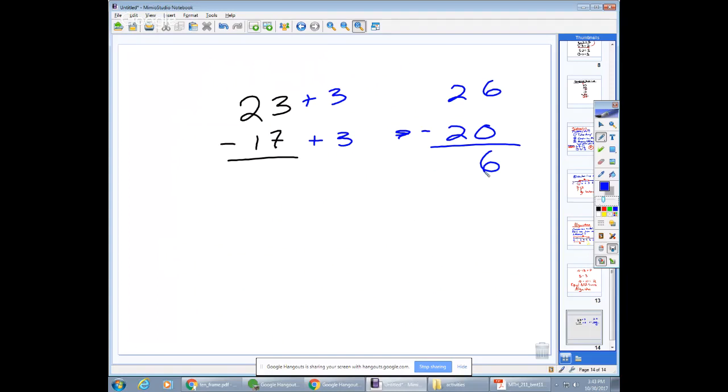Now we teach kids to count up from 17, but when you try teaching that to young kids for the first several months, they just struggle with it. Where do I start again? 23, 24, 25. I mean, they get all messed up. Where to start, what to start counting at.